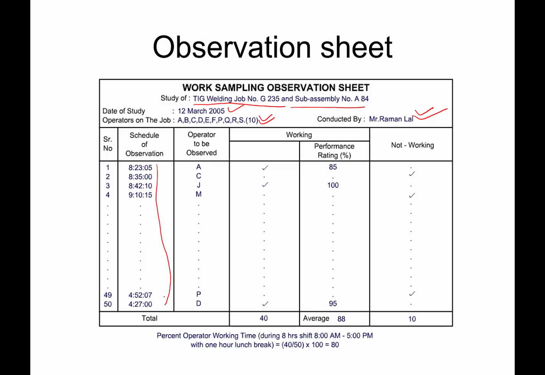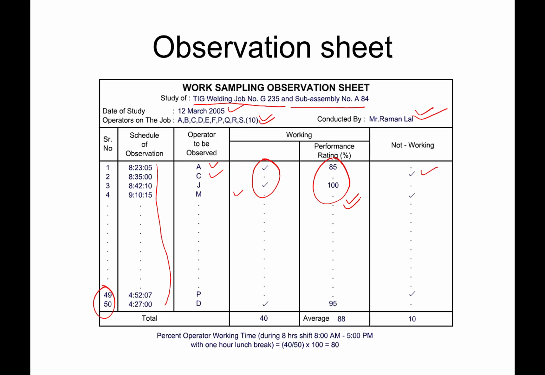Okay, so the operator is observed here, and based on 50 observations of different workers at different times, the percentage of occurrence of working, or the percentage of their idle time, is identified, or the percentage of performance rating is identified. So when they are not working and when they are working, and if they are working, what their performance rating is, is identified.